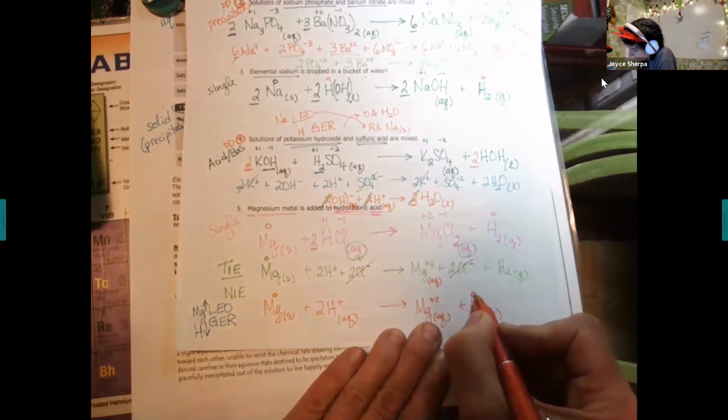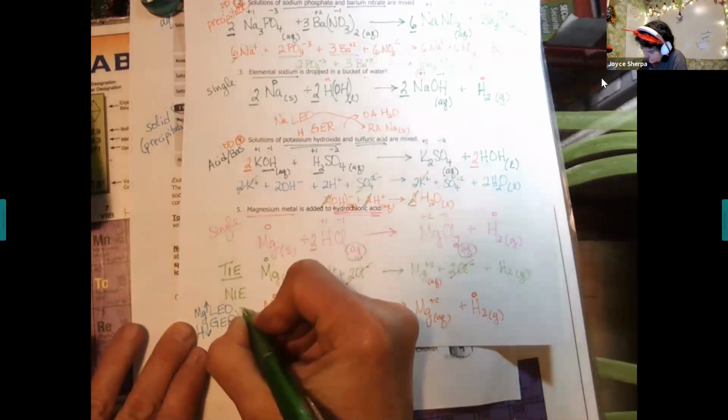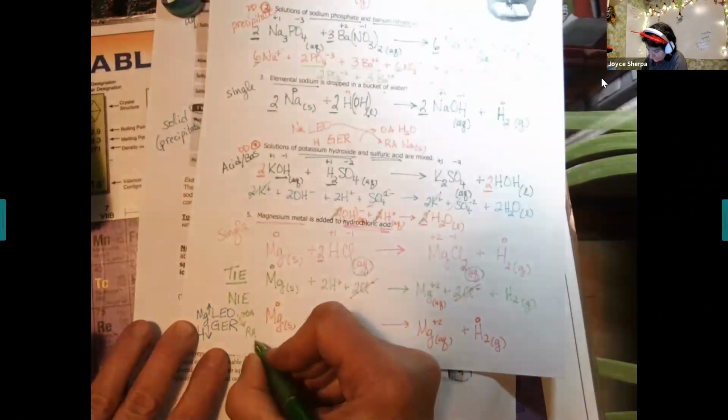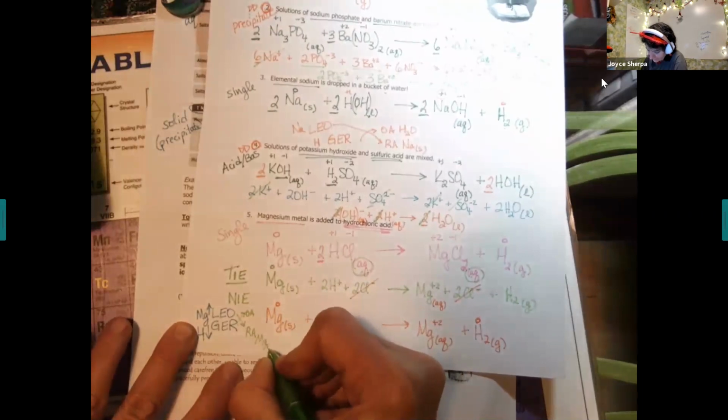The spectator is never your Leo Ger because it's a spectator. It was just an ion on both sides. So if you're really good with the net, it's actually easier to see the Leo Ger. So we're going to finish our chart. Let's do our oxidizing agent and our reducing agent. The magnesium's Leo, so magnesium as a solid has to be the reactant. The magnesium is my reducing agent.